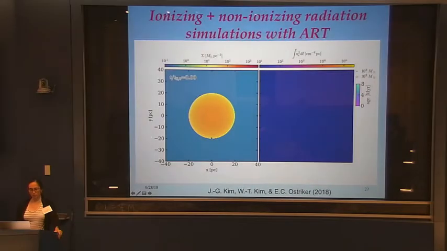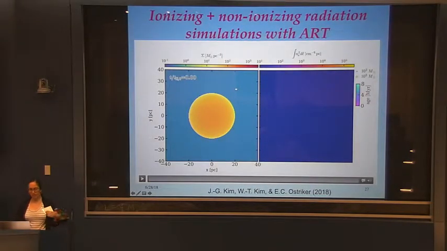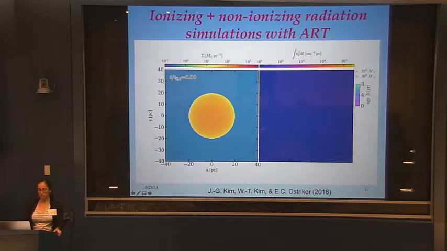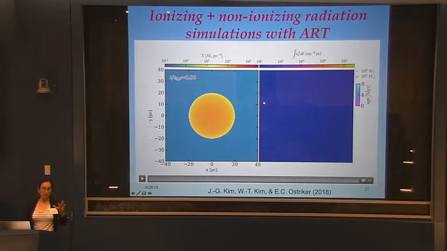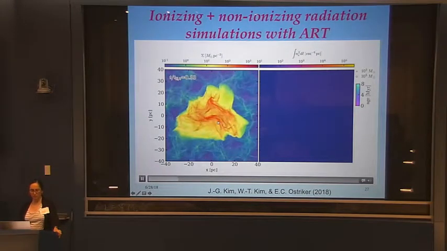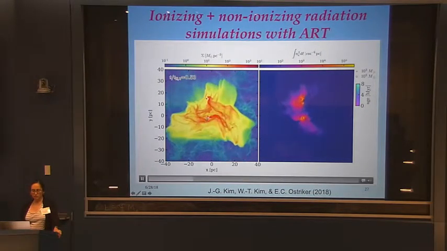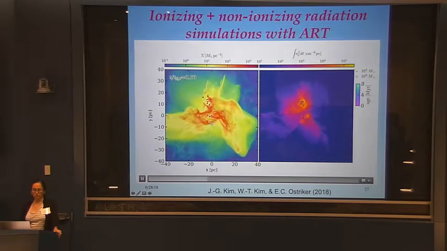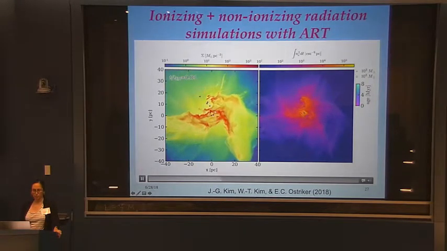Okay, so what if we include both ionizing and non-ionizing radiation? I'll show you now some simulations that use, instead of an M1 two-moment method, an implementation of adaptive ray tracing, which Roman mentioned as well. This is a cloud which is similar to Orion in mass and size. Again, you'll see these sink particles, which are representing subclusters.